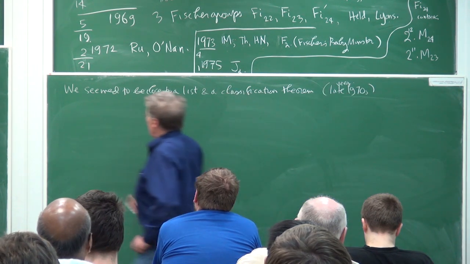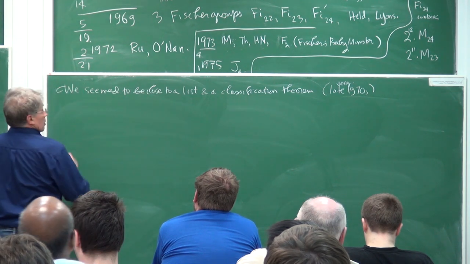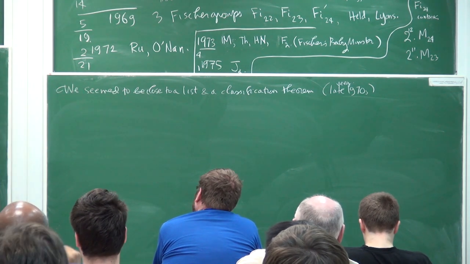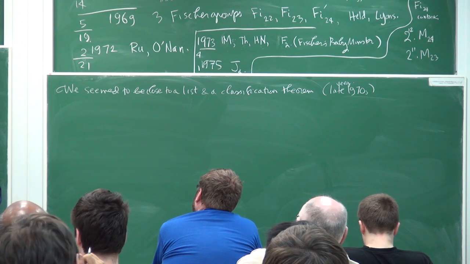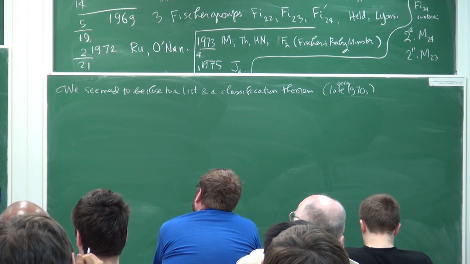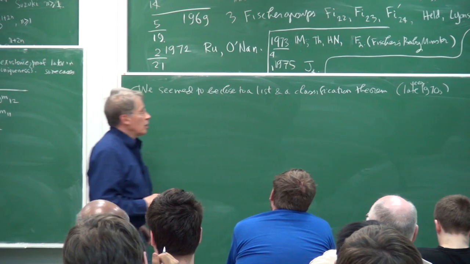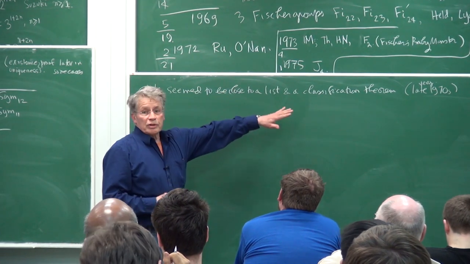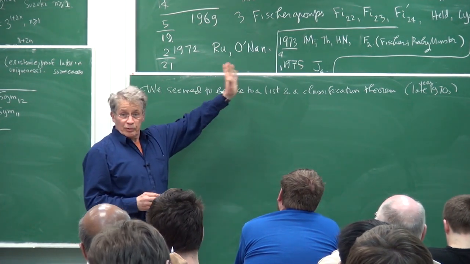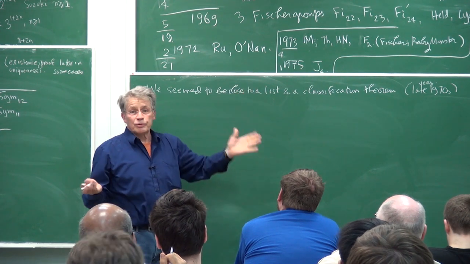Okay. Is there no abstract theorem which says that the list is finite? No, there is not. In other words, before you complete the classification, you'd like a theorem that says there are only finitely many sporadics. There's no such result.